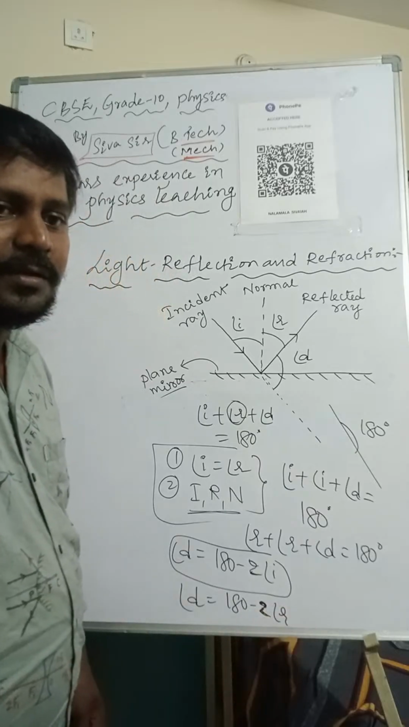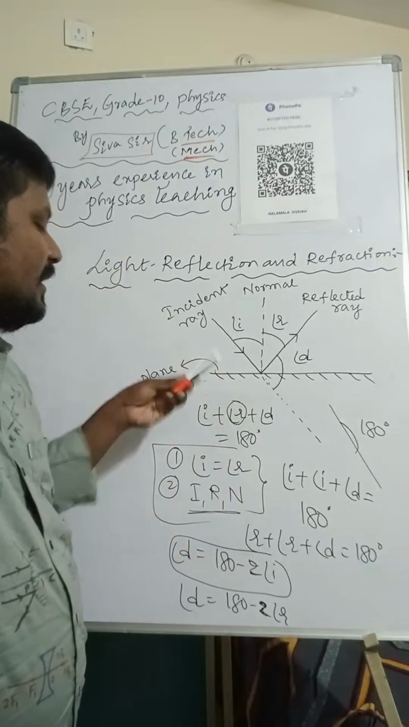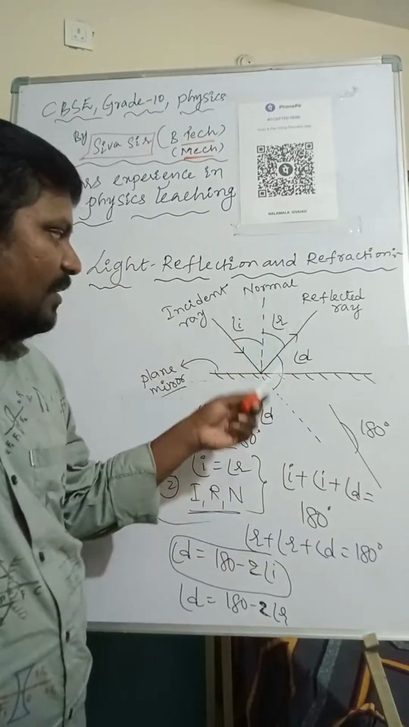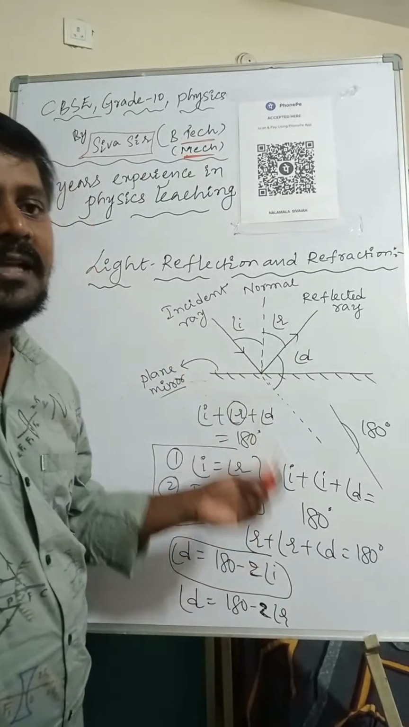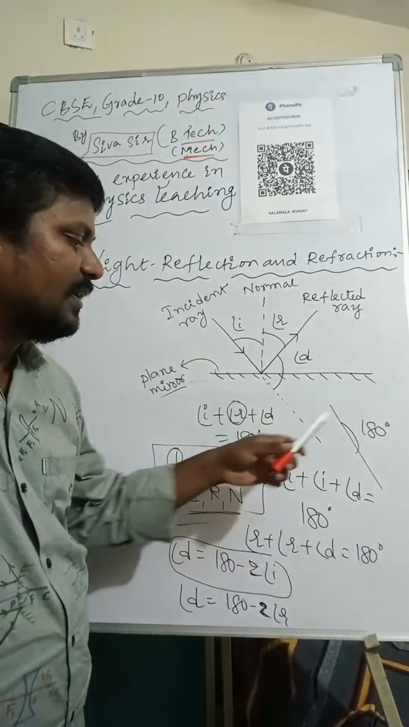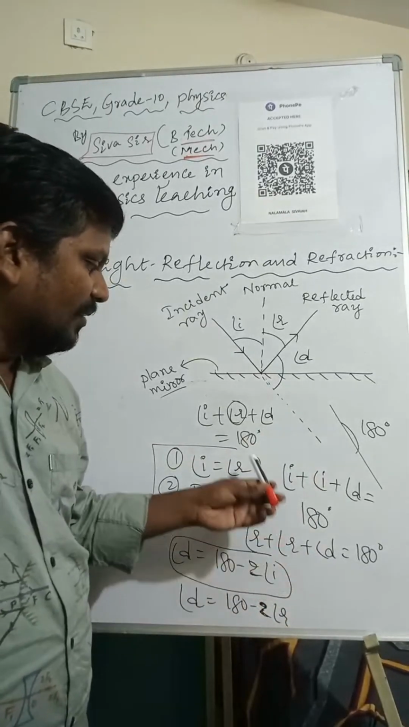Okay, so that's enough. That is about the reflection of light. So in the plane mirror, how the reflection takes place, what is the relationship between angle of incident and angle of deviation, and angle of reflection and angle of deviation, and what are the laws of reflection.